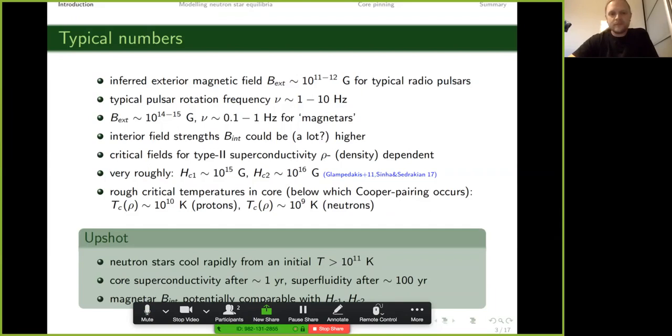Right. And maybe another question, just to clarify it, or to understand. So you have two critical temperatures, roughly speaking, 10 to the 10 for protons, 10 to the 9 for neutrons. But how is it modeled? How do you even get these ballparks, the critical temperature for these transitions at high chemical potential?